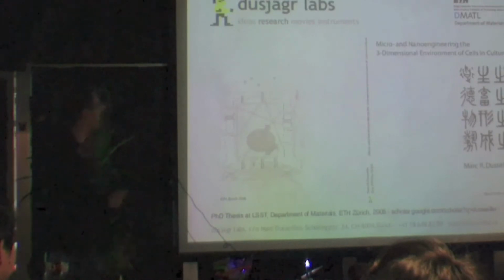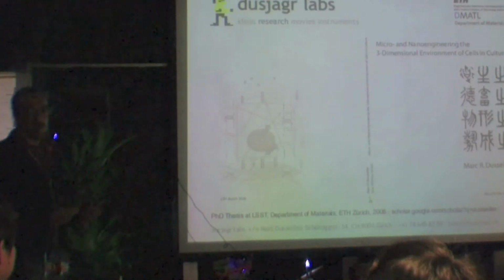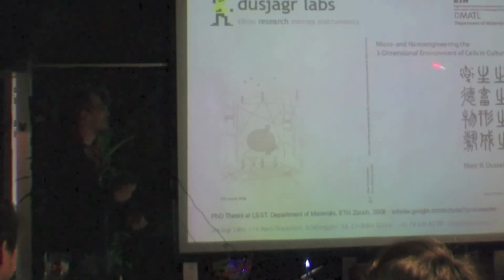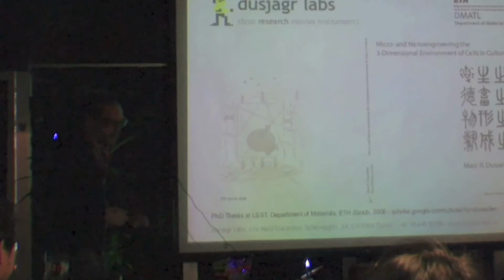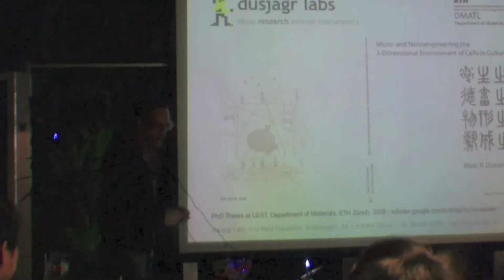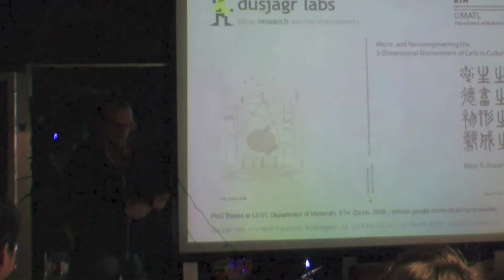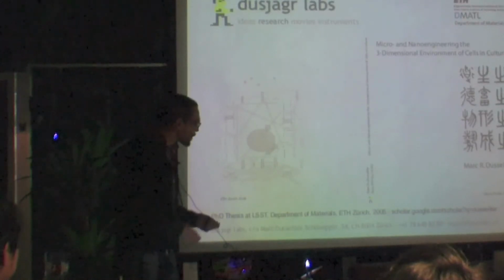My work was dealing with cells, so I built structures. It's called micro and nano engineering, the 3-dimensional environment of cells in culture. So my project was about tissue engineering, culturing of human cells in nano-engineered artificial devices.